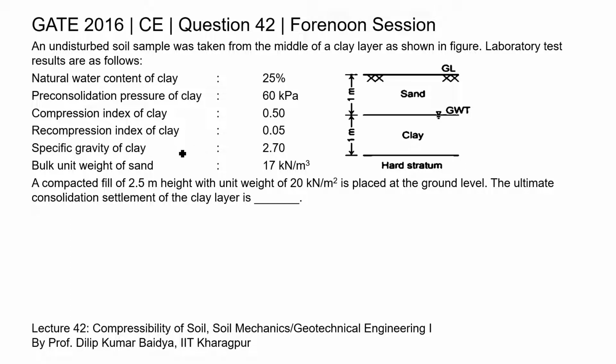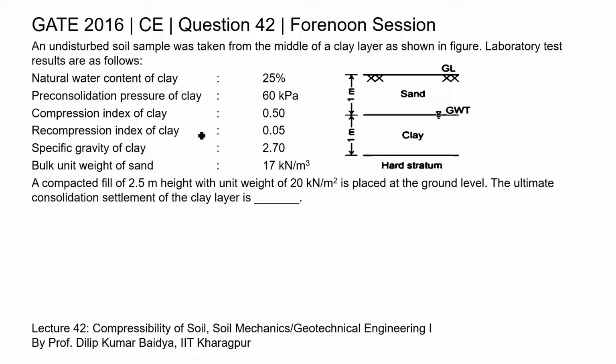A specific gravity of clay is equal to 2.70 and bulk unit weight of sand is given as 17 kilonewton per meter cube. A compacted fill of 2.5 meter height with unit weight of 20 kilonewton per meter cube is placed at the ground level. The ultimate consolidation settlement of the clay layer is.